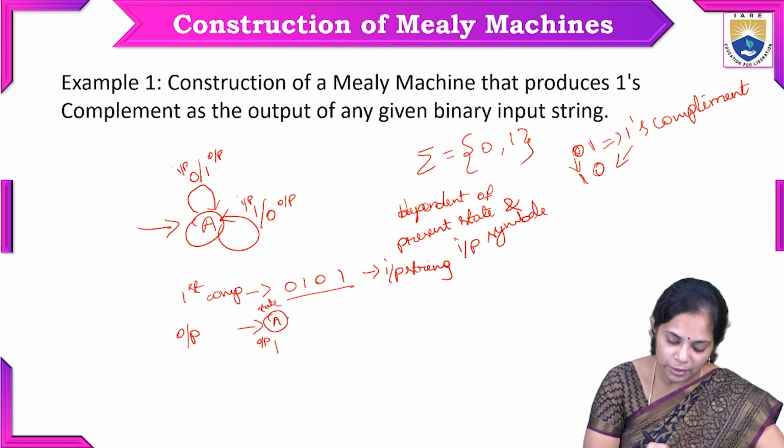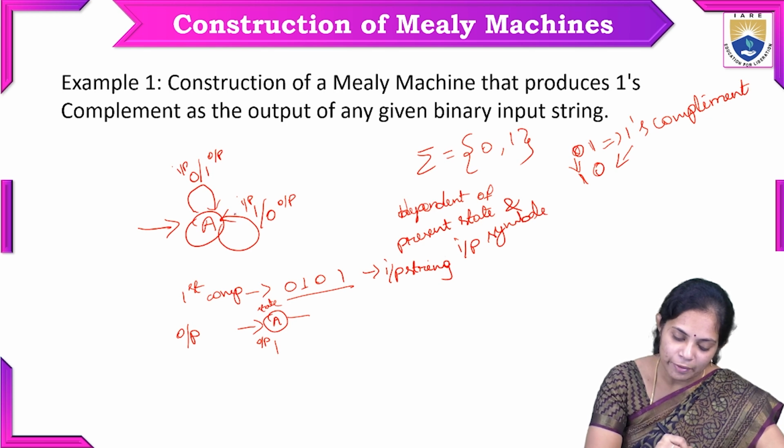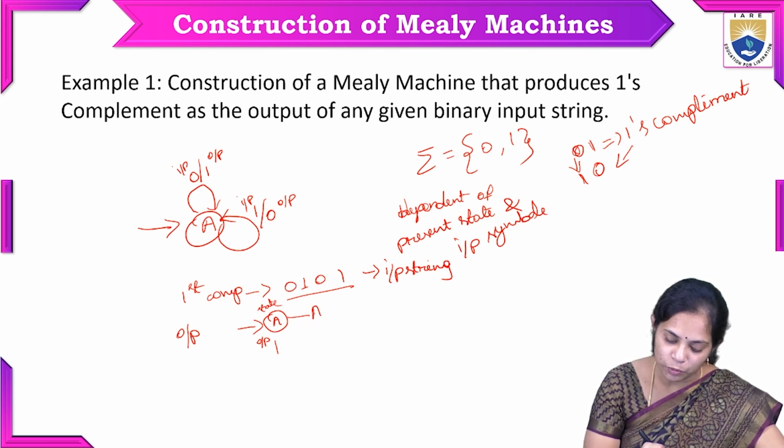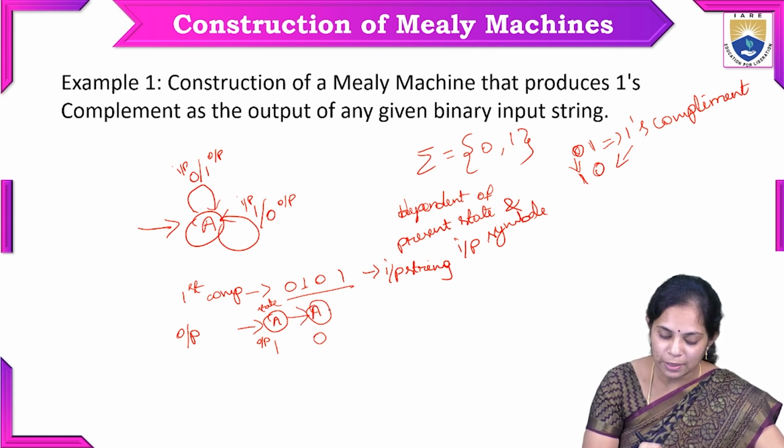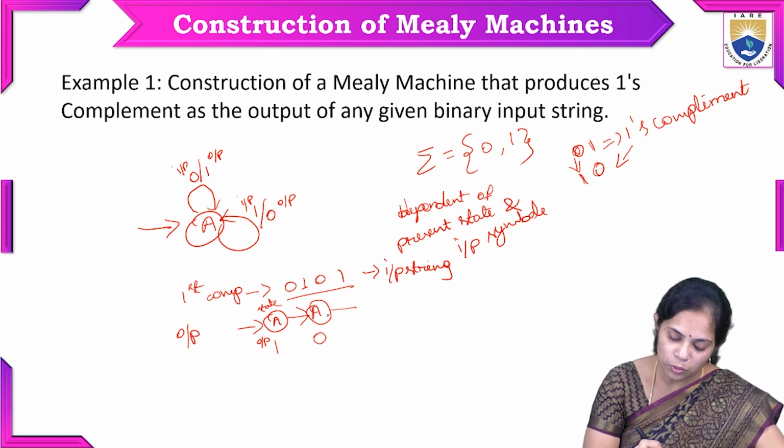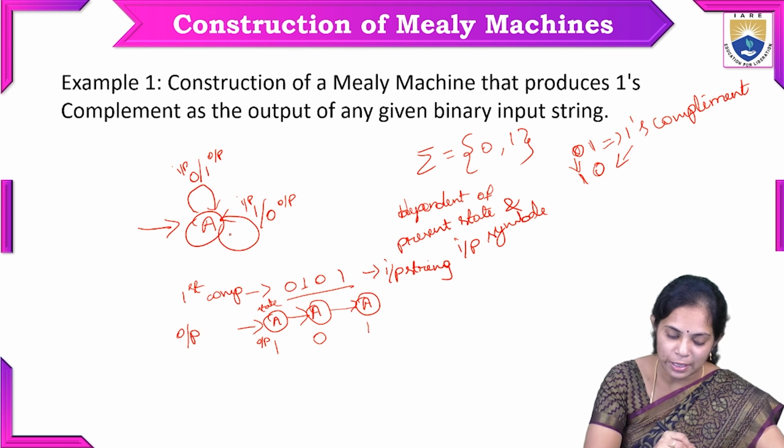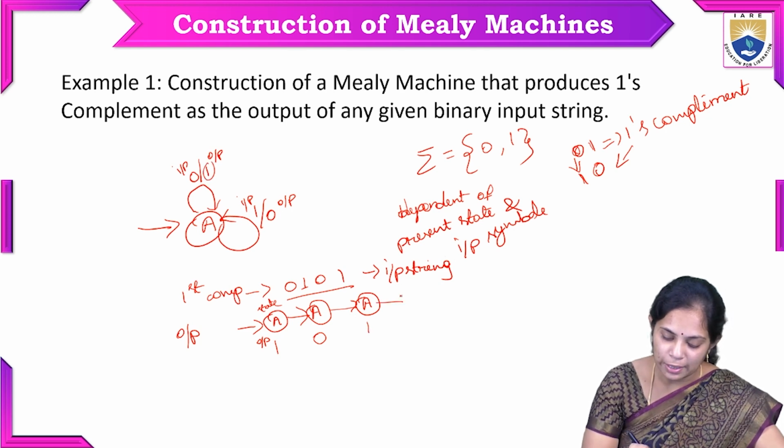So again, after reading the 0 symbol, we have to move to the 1 input symbol. For state A, if you give 1 as an input symbol, it is moving again to state A and giving the output 0. And same thing, if you give 0 as an input symbol to the state A, it has the output 1. And reading this 1 for the state A, it is taking the input symbol 1 and giving the output symbol 0.